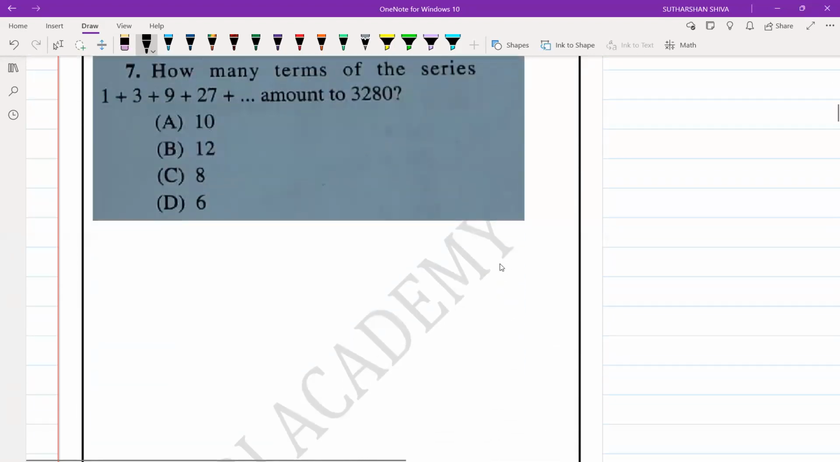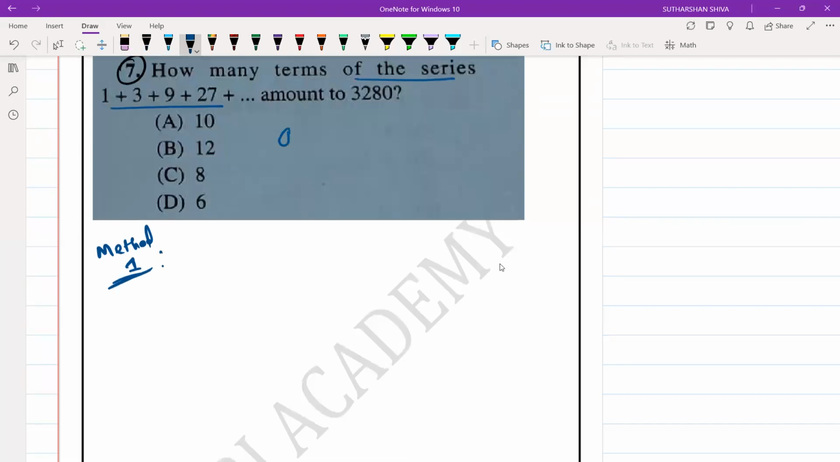Okay. Now coming to question number 7. Interesting question. Without a formula we will do it. Here also we have two methods. I will try to give you method 1 and method 2. What's method 1? How many terms of the series 1 plus 3 plus 9 plus 27 is given. From this, what I know is A is equal to 1. What is R? Now I will assume it is in GP, so they are asking about a GP series.